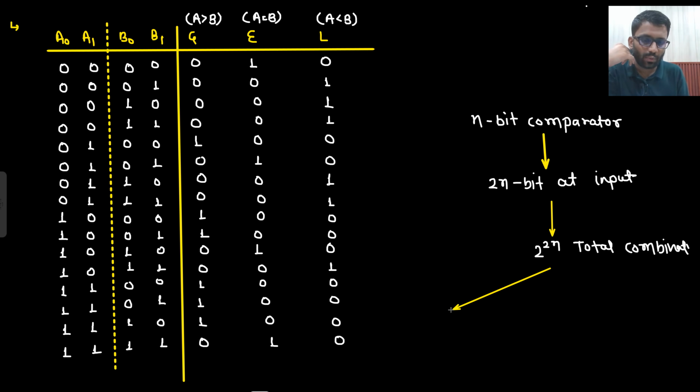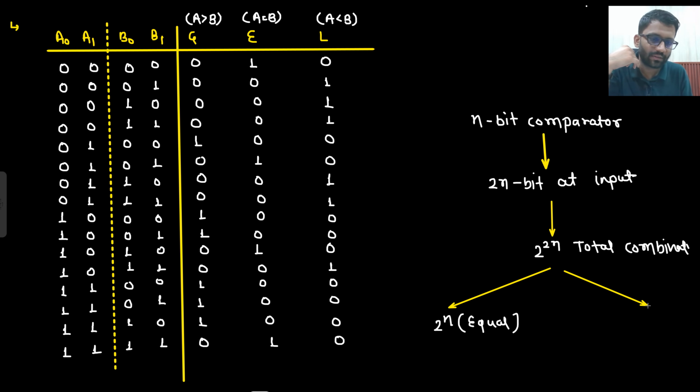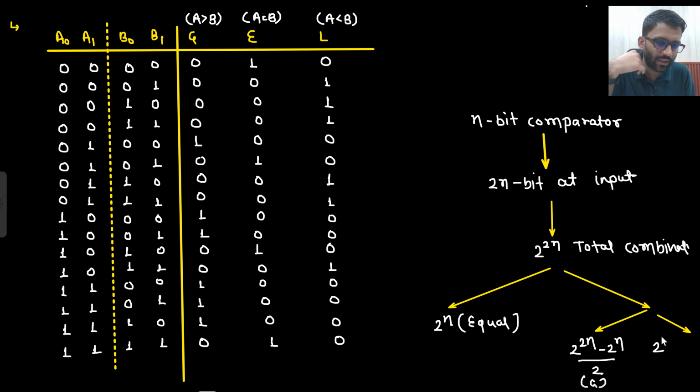Now out of these, 2 to the power n times you will get equal. And the rest of the times, how much is left? 2 to the power 2n minus 2 to the power n. Half of this will be greater and half of this will be lesser. I will explain it, no need to worry. Okay, how am I saying so?